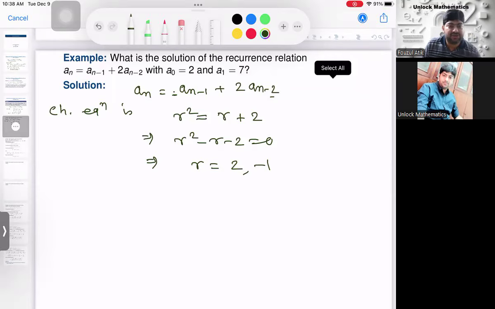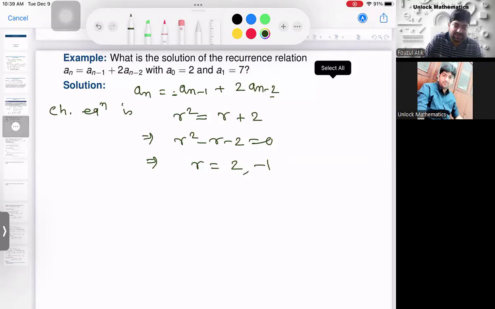So you got two solutions of it. How can you solve it? By Sridharacharya rule also you can do it: minus b plus or minus root over of b square minus 4ac, by 2a. That formula will give you this value. So we got two roots of the characteristic equation, which are 2 and minus 1. These roots are distinct. So what is the general solution according to the previous theorem?